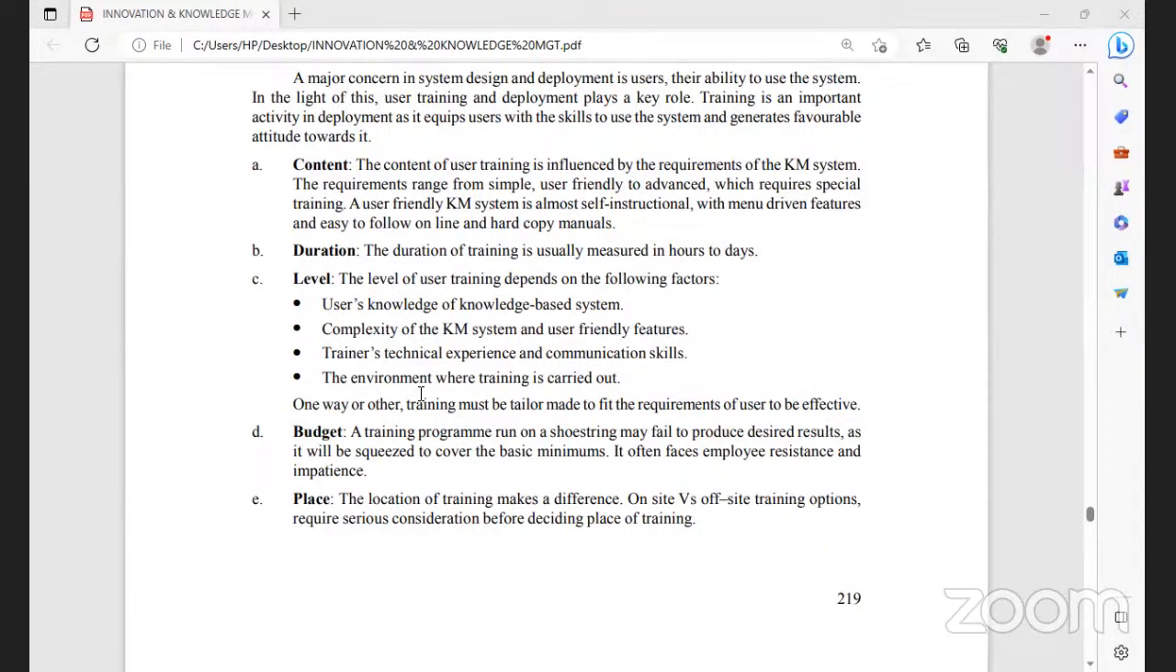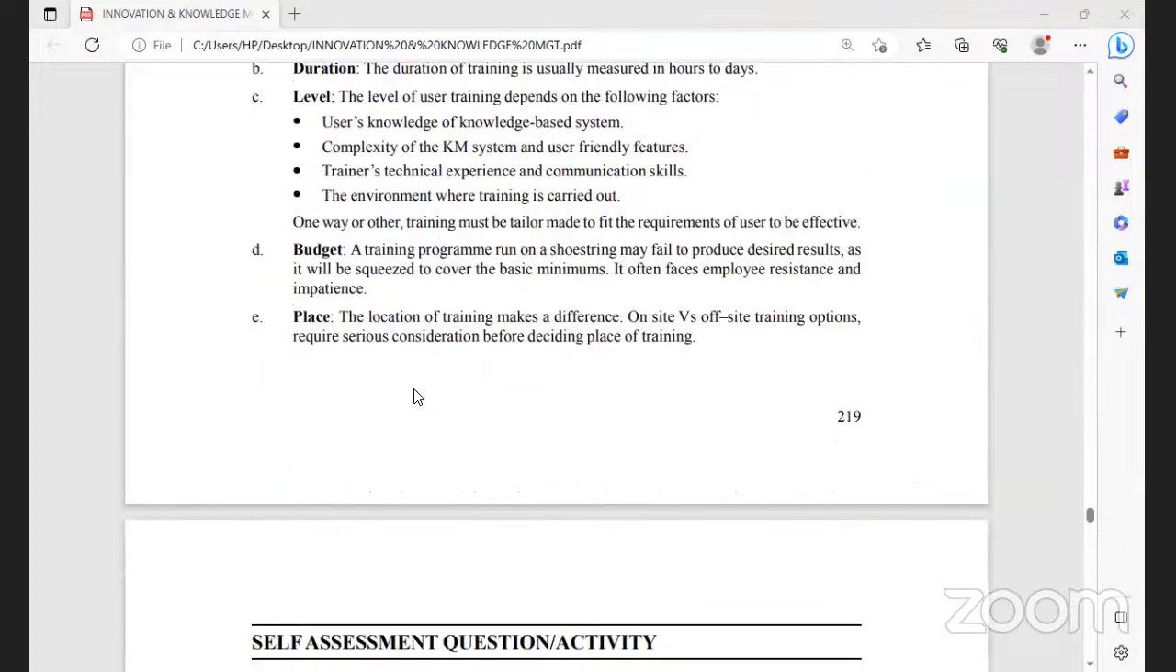Level. The level of user training depends on the following factors: user's knowledge of knowledge-based systems, complexity of the knowledge management system and user-friendly features, trainer's technical experience and communication skills, and the environment where training is carried out. And the next content is budget. A training program naturally requires some money in the form of a specified budget related to the activity.